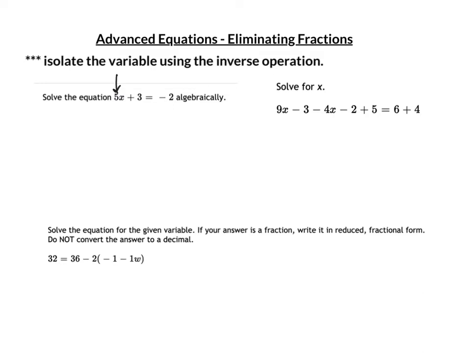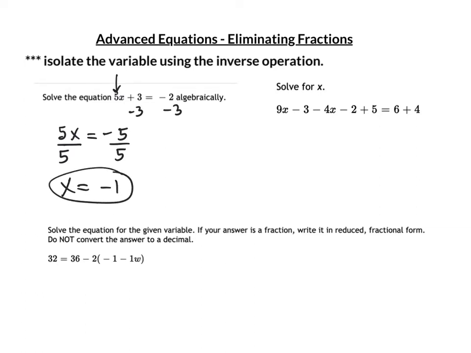So to get the variable by itself, first of all, I'm going to get rid of the 3. So I've got 5x equals negative 2 minus 3, which is negative 5. Be aware here, you can get fractions on any of these questions. We're going to divide by 5, and negative 5 divided by 5 is negative 1. So in our first question, we get negative 1.